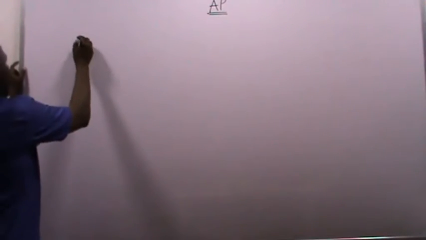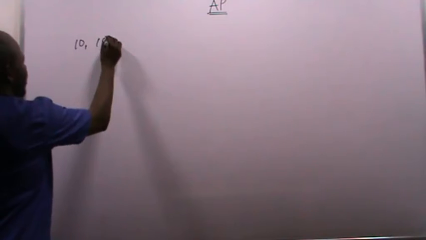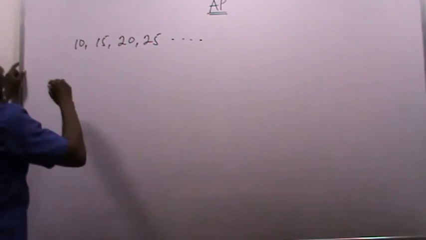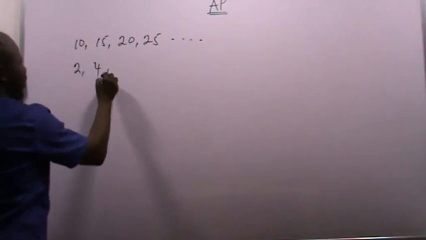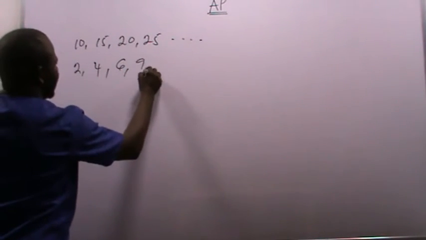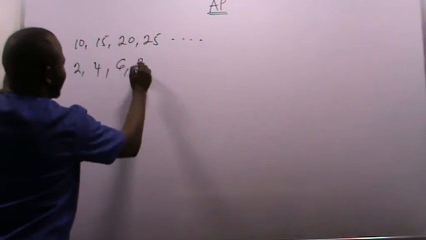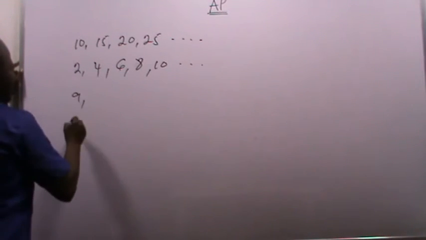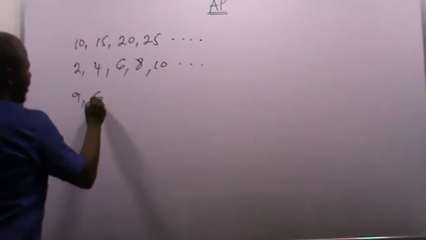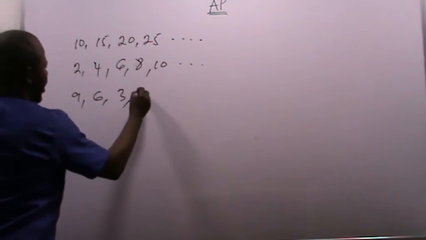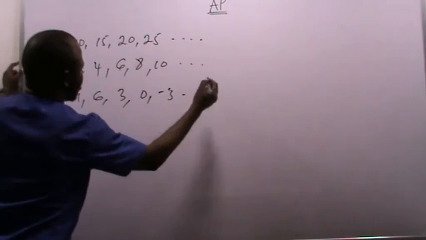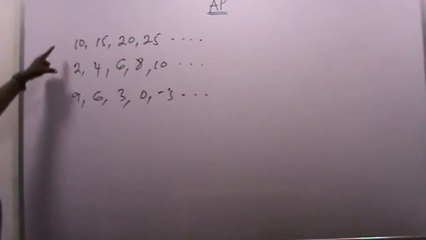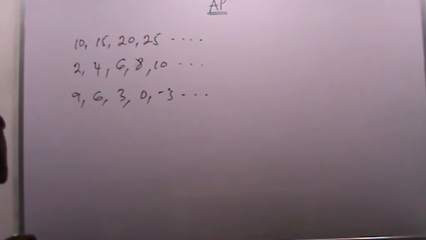Let's say I give you 10, 15, 20, 25, and so on. And I give you 2, 4, 6, 8, 10, and so on. And I give you 9, 6, 3, 0, minus 3, and so on. Now, how do we identify that these three are examples of arithmetic progression?